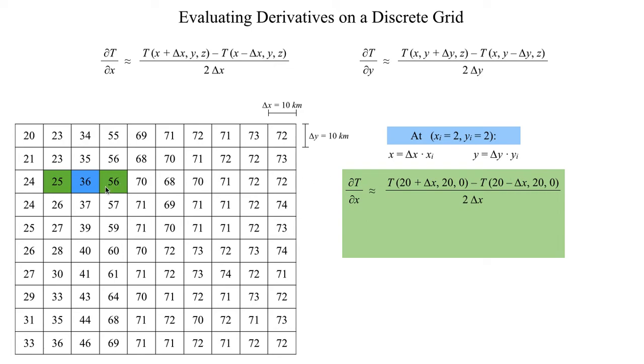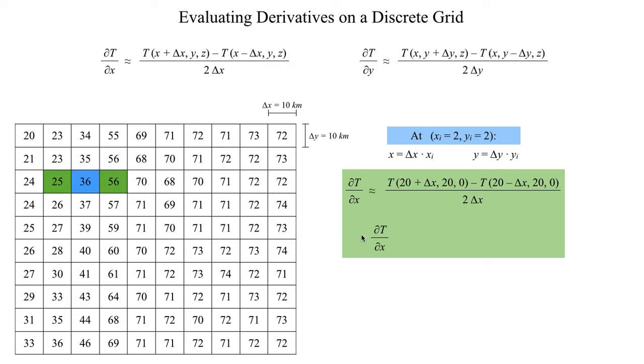And again, we're holding y constant. That's the whole idea behind a partial derivative with respect to x. We hold all the other variables constant. So we're still at y equals 20 here. Here we're taking the temperature at 30 kilometers, subtracting it from the temperature at 10 kilometers, and then dividing that by 2 times the grid spacing.